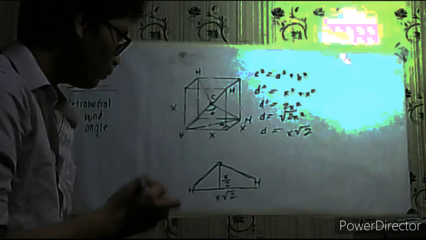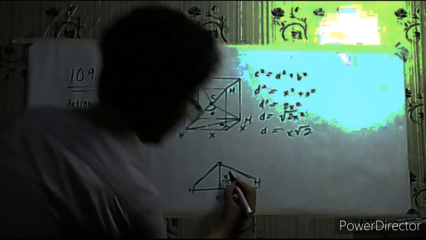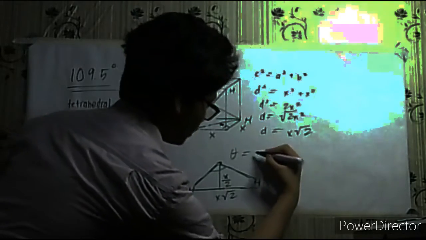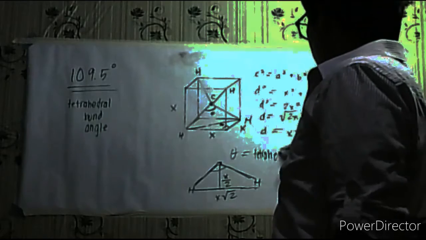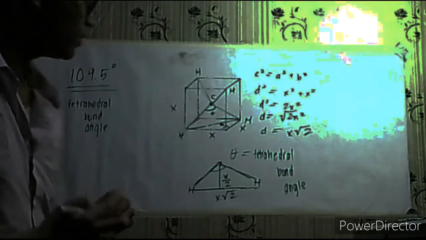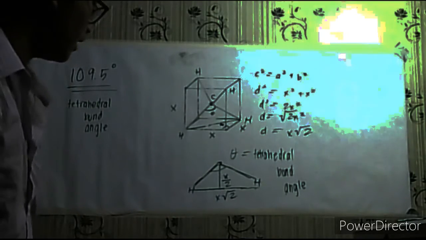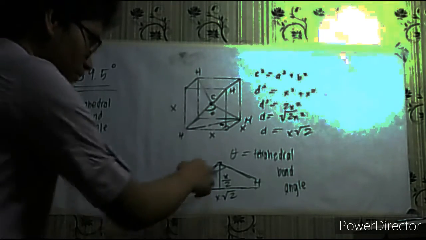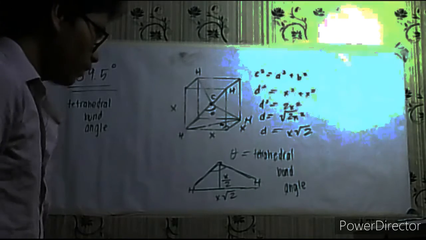And then, we also know that this angle here, that is angle theta, that is equal to the tetrahedral bond angle. Okay? Let me write. So that is the tetrahedral bond angle. Now, how are we going to compute for that? We're given here. So we can divide this whole triangle here into two right triangles, okay?